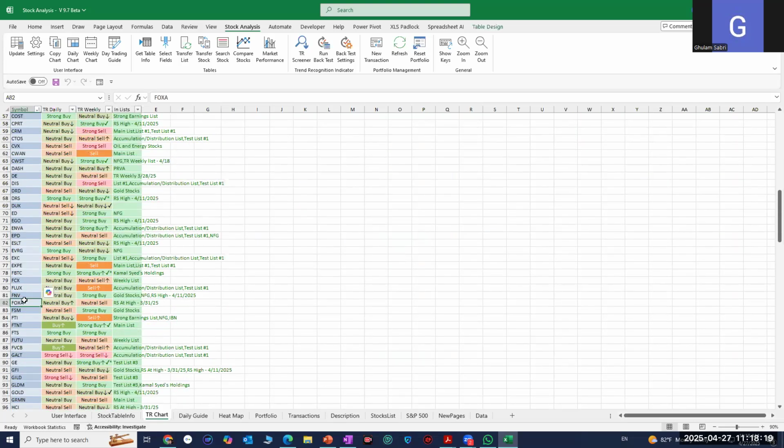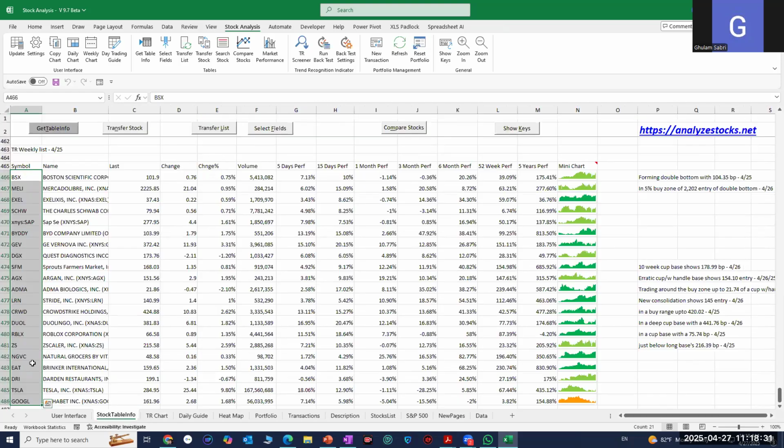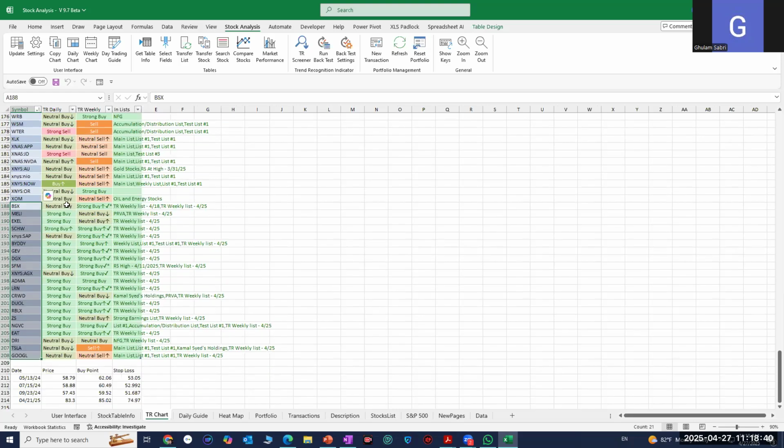For example, the last 5 stocks, starting from this week's. This is the last Excel worksheet I showed you here, from BSX all the way to Google, and you can see both the daily column and the weekly column. Now these are mostly in the strong buy trend recognition and strong buy zones, and we have different symbols here, like this up arrow, this check mark, and this asterisk. So this is telling us that this is strong.